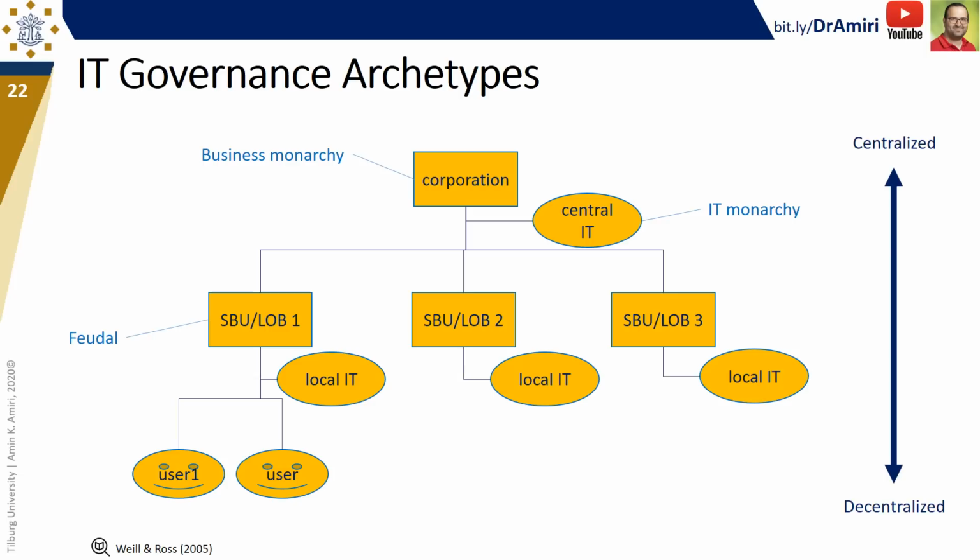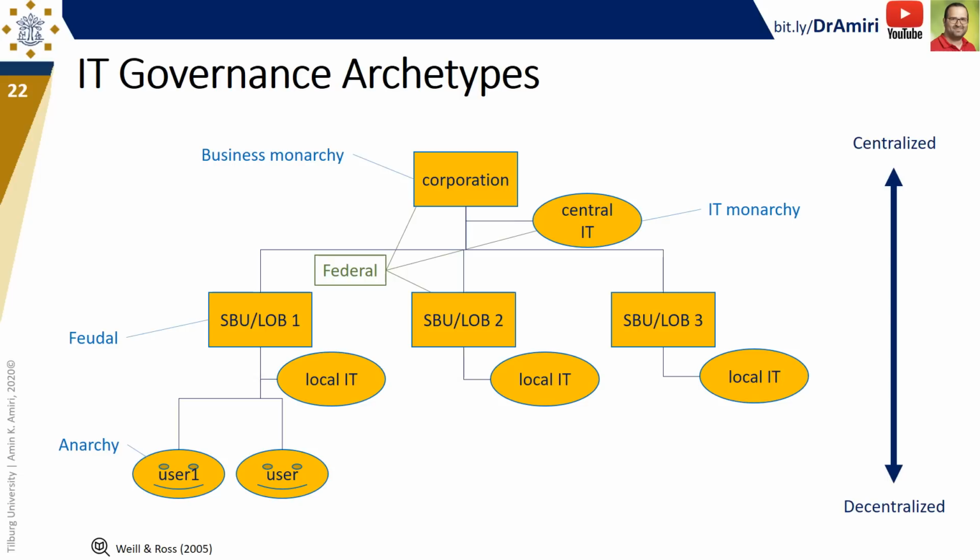In the feudal system, business units or process leaders make separate decisions on the basis of the unit or process's needs. In the anarchy model, each individual user or a small group of users pursue his, her, or their own IT agenda.